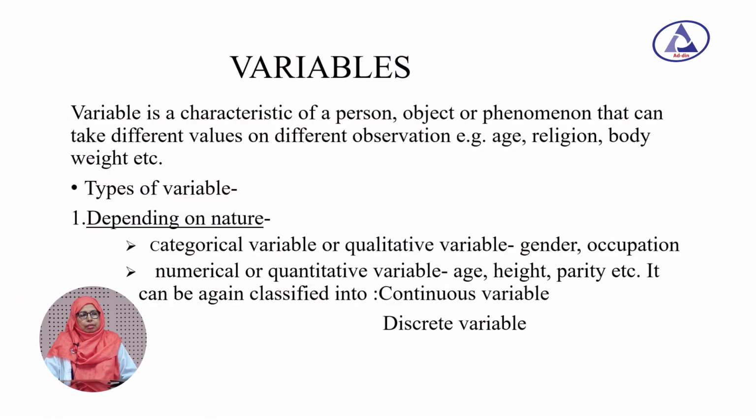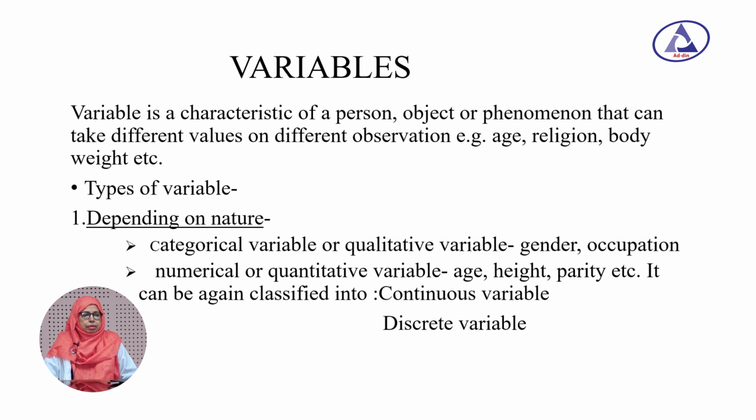What are variables? A variable is a characteristic of a person, object, or phenomenon that can take different values on different observations, like age, religion, body weight, etc. That is, anything that varies we can call a variable.